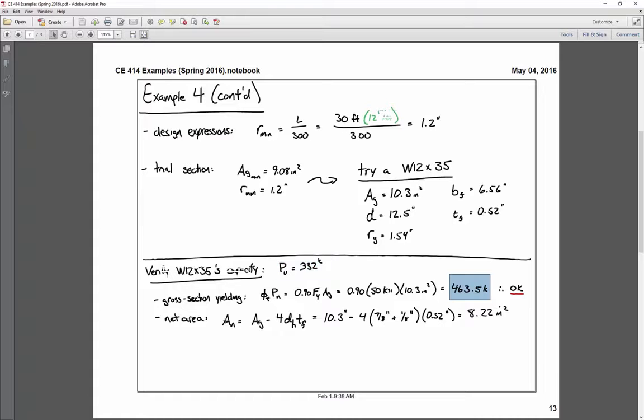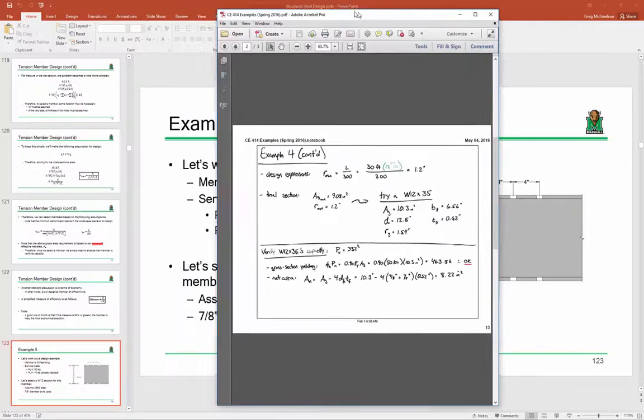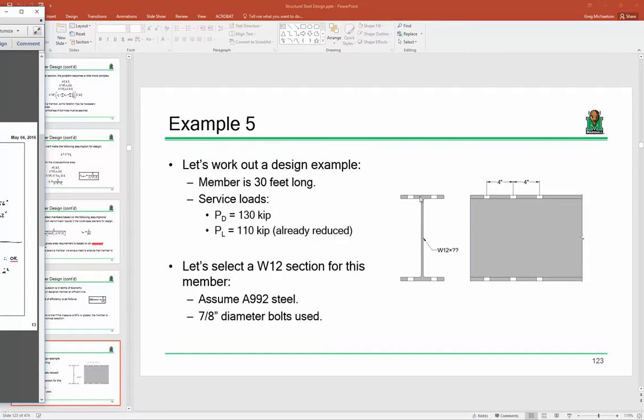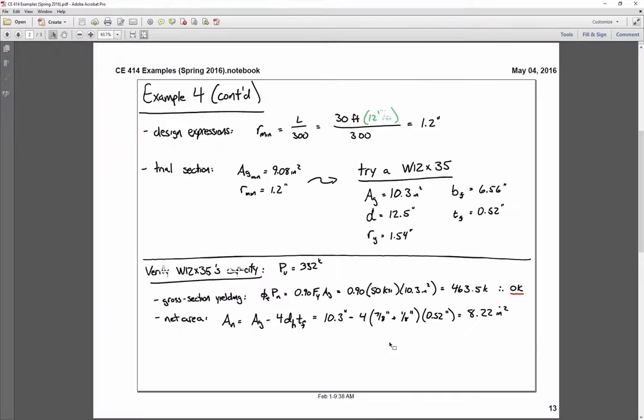But this is just gross section yielding. We have to go through and do net section fracture, so we have to calculate net area. Remember, this is a W section with holes in the flanges, and you can see 1, 2, 3, 4. So if I cut a section through that wide flange, I'm going to be cutting through 4 holes. So for my net area, I need to subtract 4 bolt holes: the gross area minus 4 times the diameter of a hole, which is the bolt diameter plus 1/8 of an inch, times the flange thickness, which comes out to be 0.52 inches. So plug and chug, and you get about 8.22 square inches.